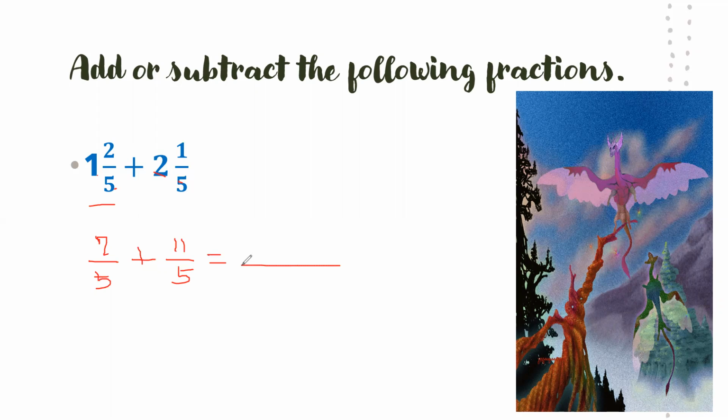And then, what are we going to do? Copy the denominator, and we can now add 7 and 11. So 7 plus 11 is equal to 18 over 5, or we change that to a mixed fraction, which is equal to 3 and 3 over 5. So the final answer is 18 over 5, or 3 and 3/5.